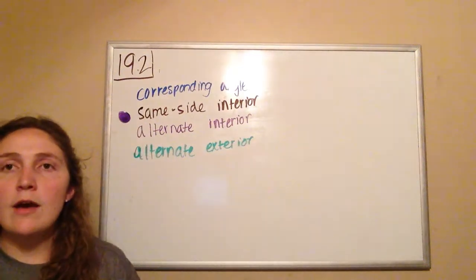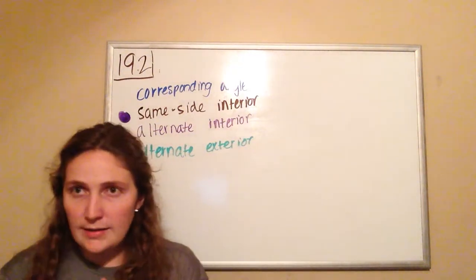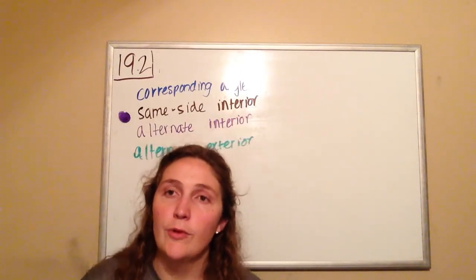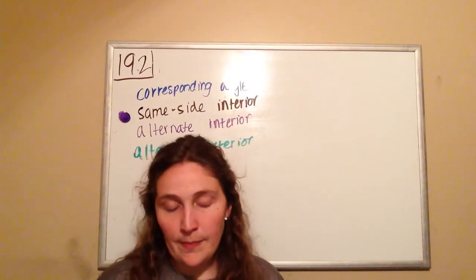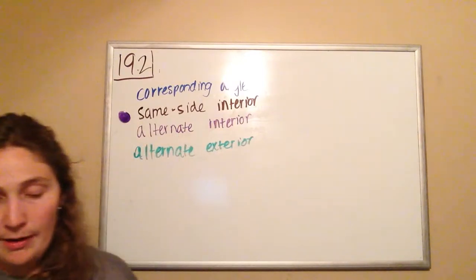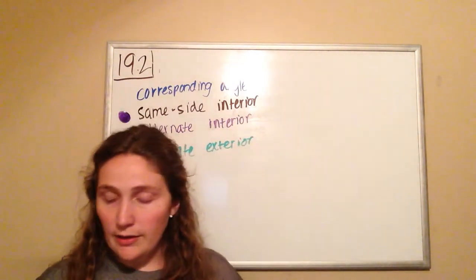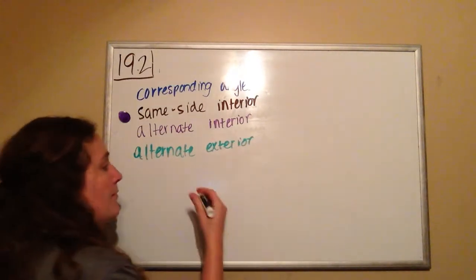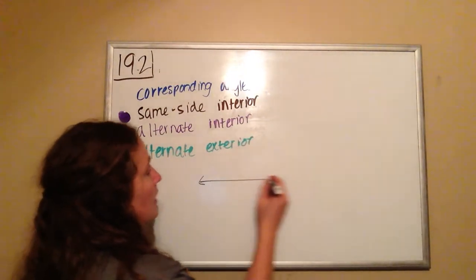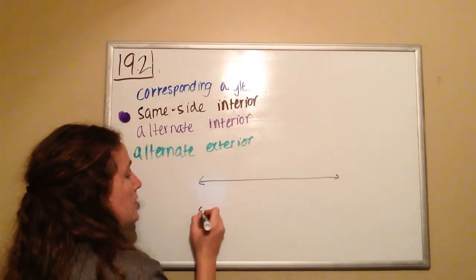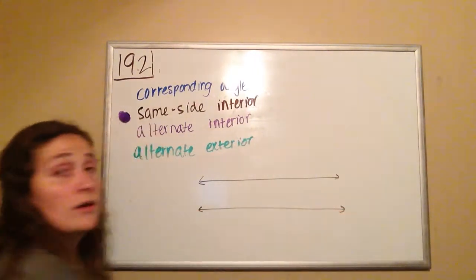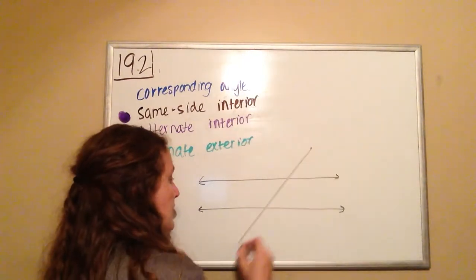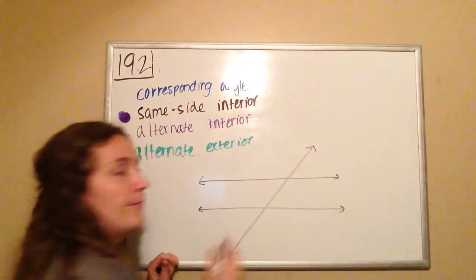Okay, if you have not watched the first part of this, please go back to that, because I need you to cut out the vocabulary and get it in your notes before you can do this section. So what we're talking about is transversals and parallel lines. That means a set of parallel lines and a transversal that cuts through them. So that basically means a line that cuts through them.